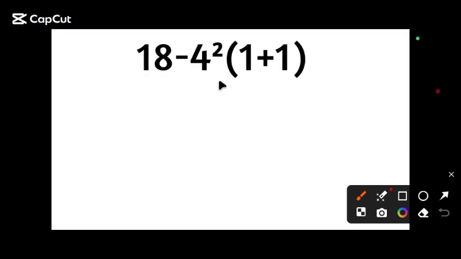This equation confused many people. Can you solve it? Put the correct answer in the comment. Having said that, let's solve it together.